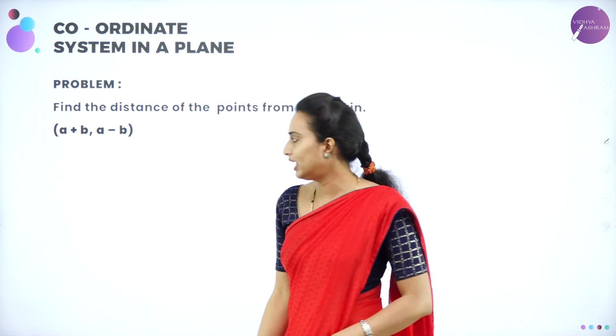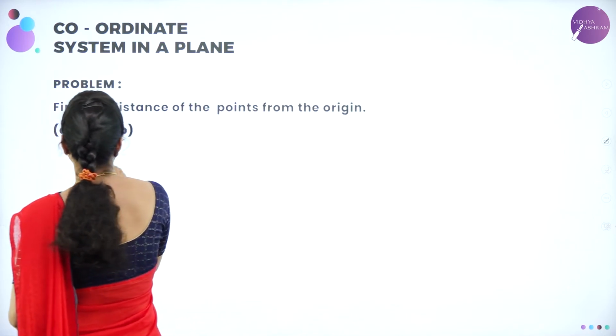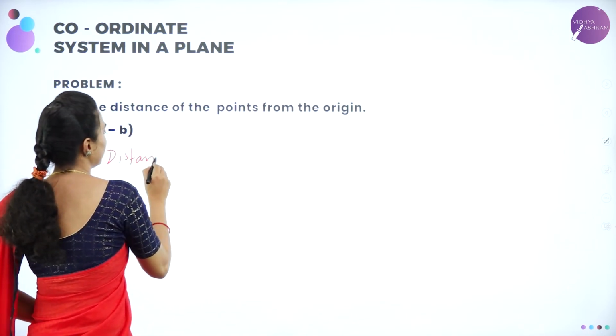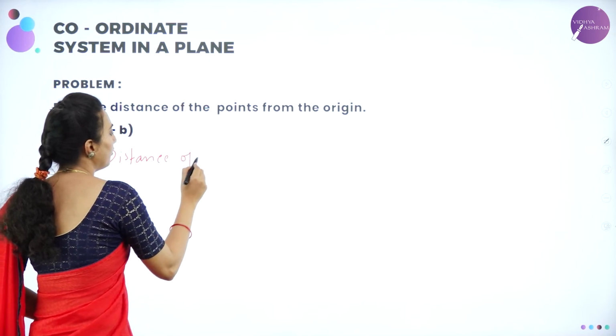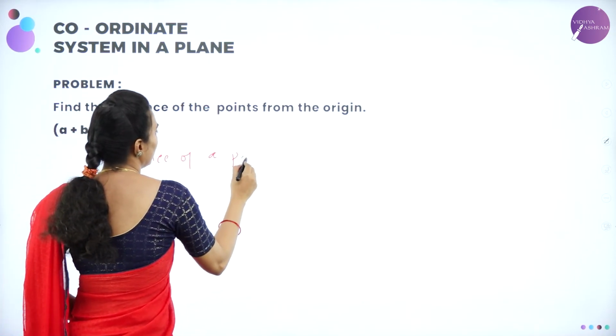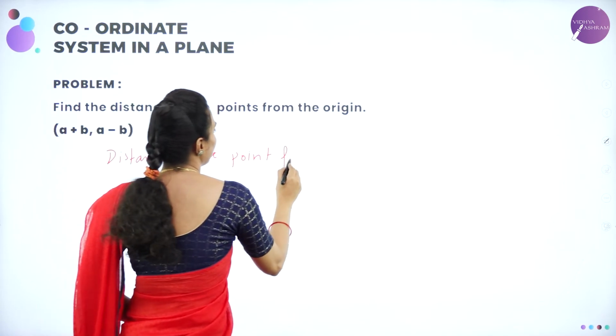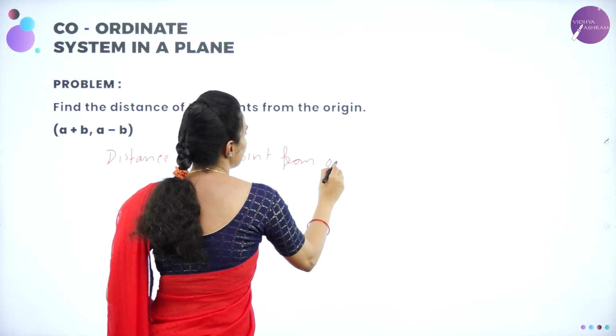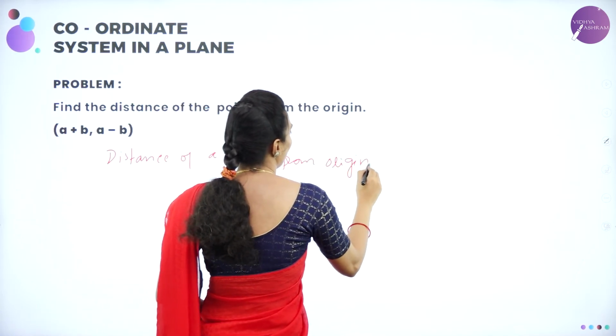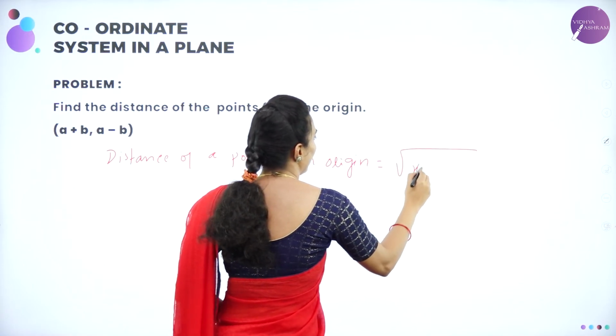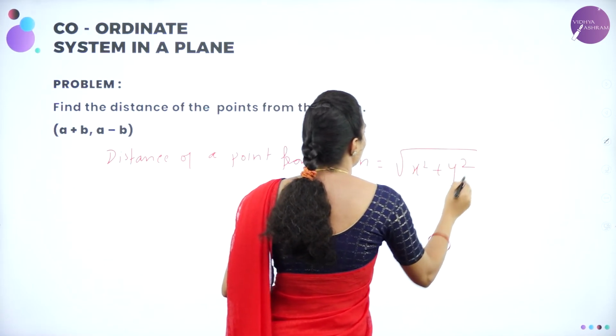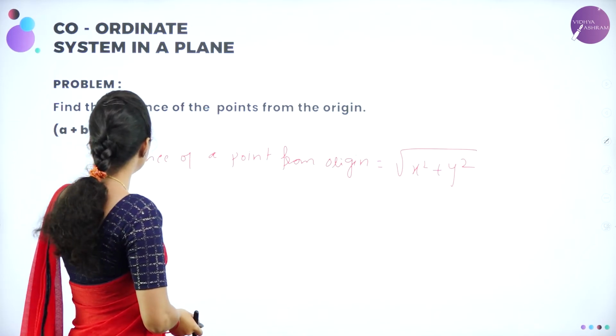The formula is given like this. The distance of a point from the origin is given by the formula square root of x squared plus y squared. Whatever you are having, this is x and this is y.